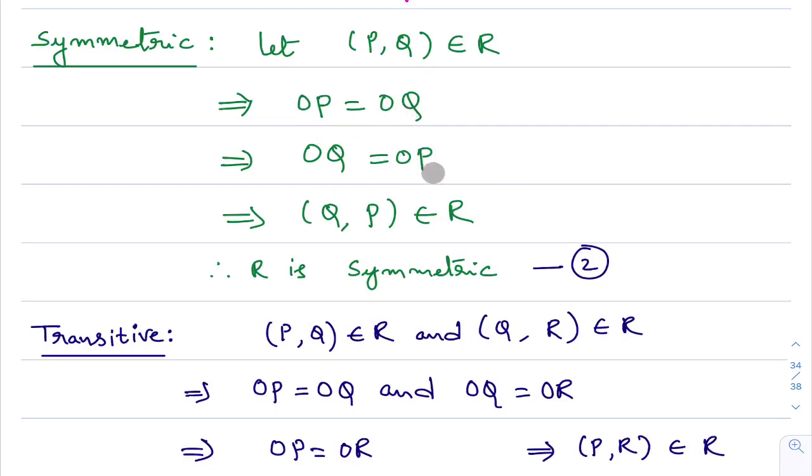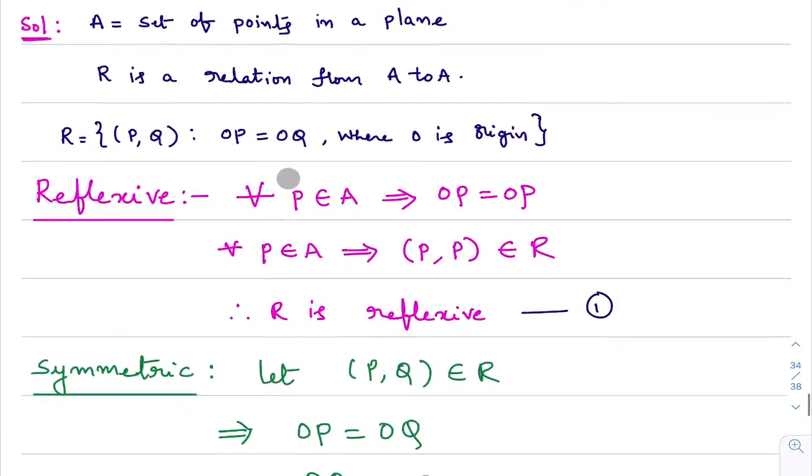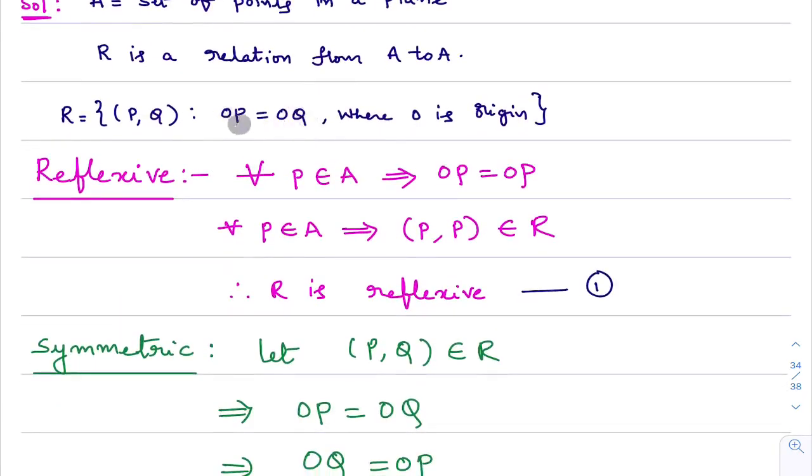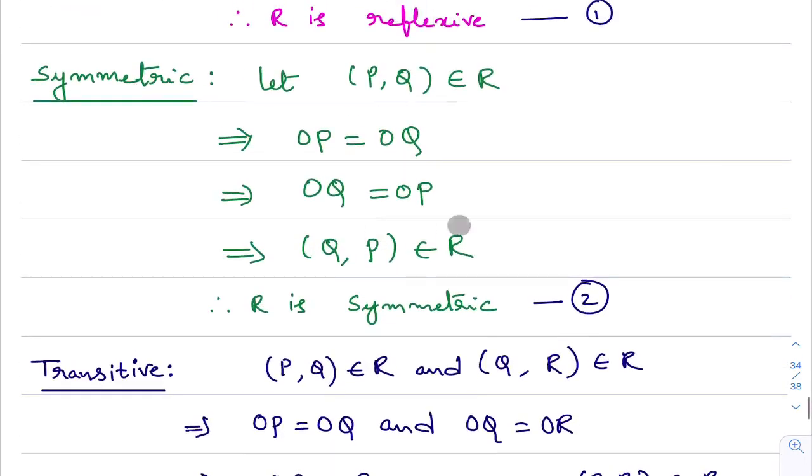OQ equals OP means Q comma P belongs to the relation. It is a simple thing you need to understand. The distance from origin to P is the same as the distance from origin to Q, which is the same as the distance from origin to Q being the same as the distance from origin to P. When OP equals OQ, then I can say OQ equals OP. When OQ equals OP, then I can say Q comma P belongs to this relation. What happened here? I took P comma Q in the relation.